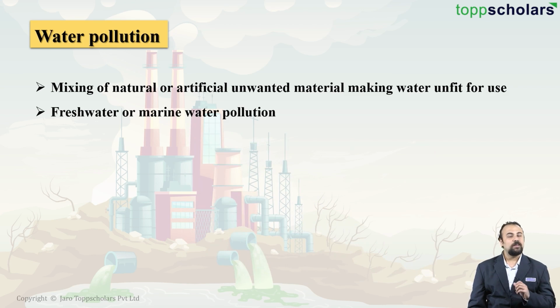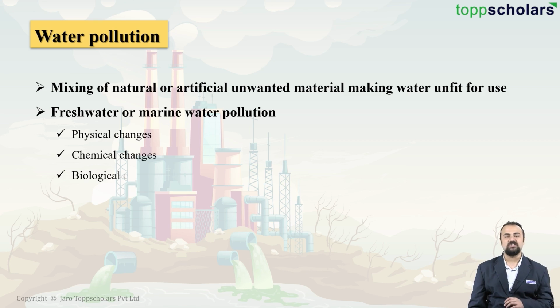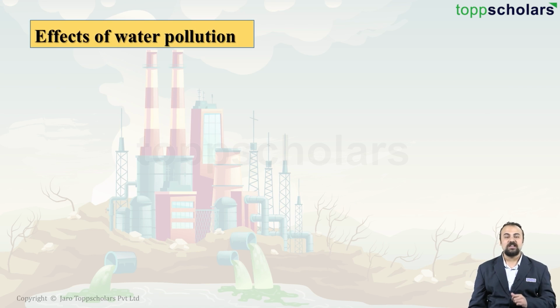Now students, the pollution can occur in fresh water or even in marine water. And this pollution brought about different types of changes. They might be physical changes, chemical changes, or even biological changes. Now students, let us see the various effects of water pollution.